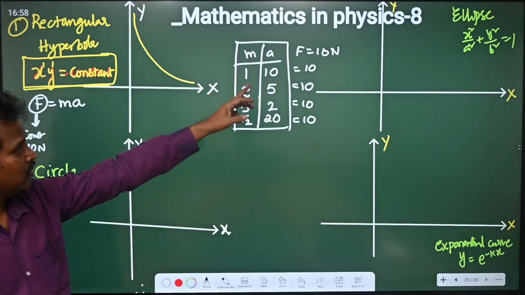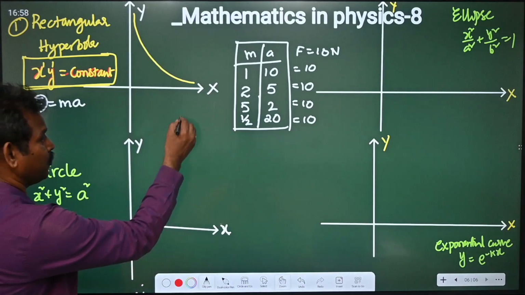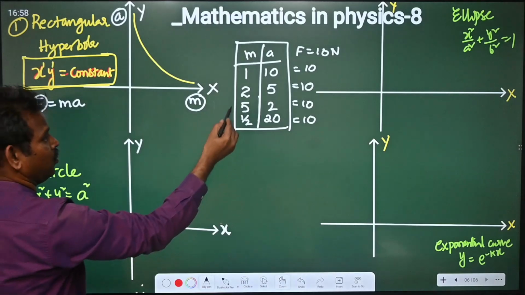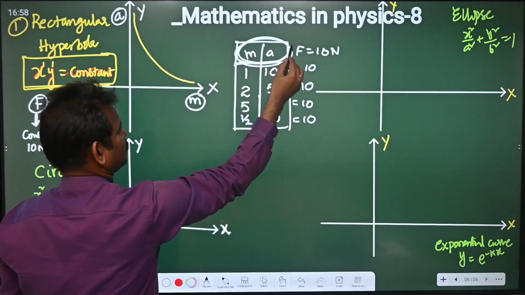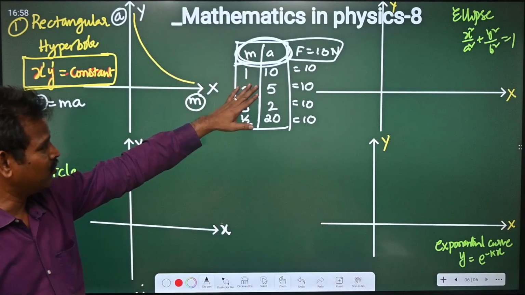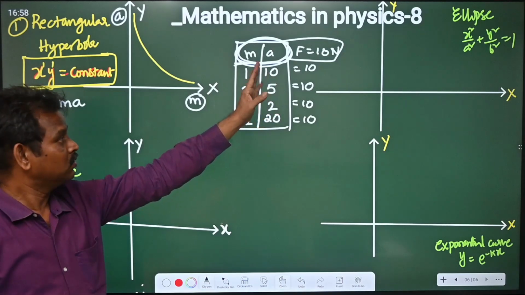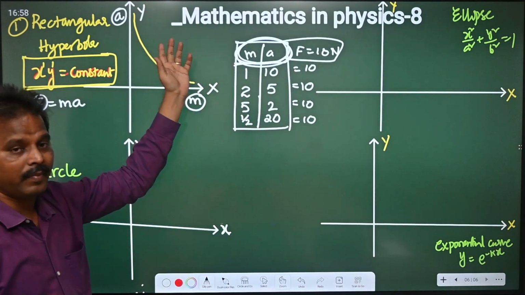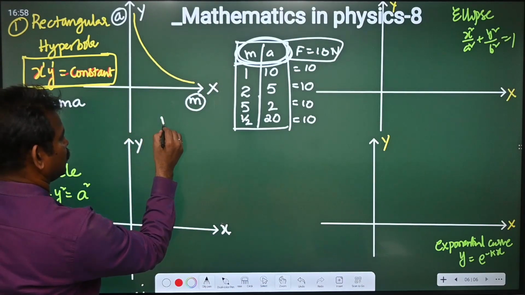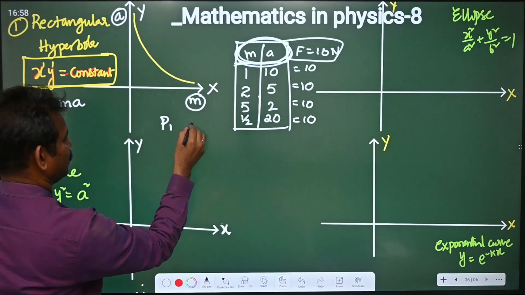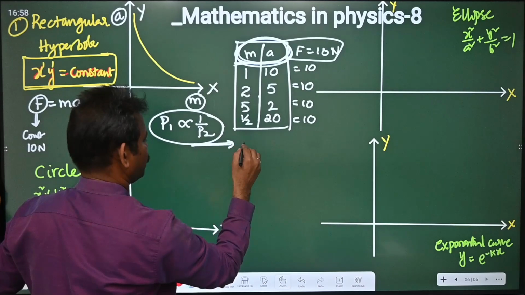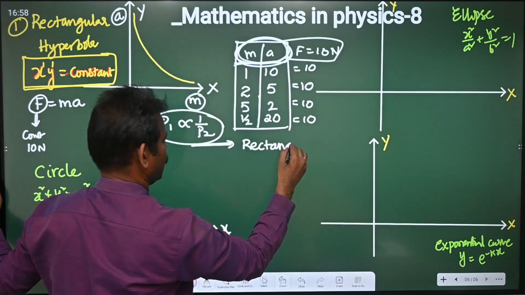For such values, the product of these two is always constant. Suppose you take mass along the x-axis and acceleration along the y-axis, we know the product of mass and acceleration is always constant, equal to 10 Newtons. For such graphs, we will get a rectangular hyperbola, and in most competitive exams, this formula, this method, or this graph is very, very useful. Please remember, if physical quantity 1 is inversely proportional to physical quantity 2, the corresponding graph is always a rectangular hyperbola.